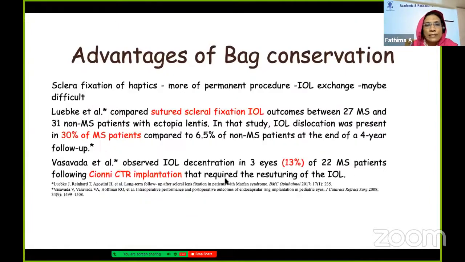Even literature says sutured scleral fixation shows 30% of breakage and dislocation of IOL in Marfan syndrome patients. Vasavada et al. had mentioned 13% of decentration with the Sioni CTR implantation. At least in Sioni CTR, decentration is more common than dislocation, which can be resutured.